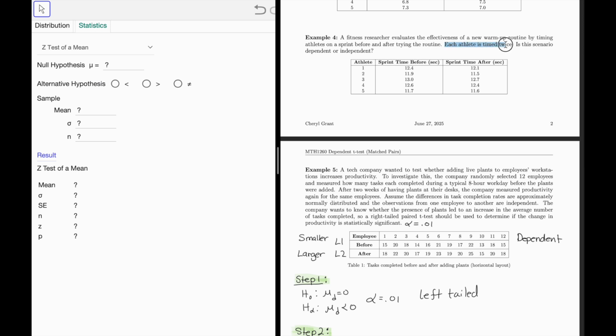So this key sentence right here tells us that this athlete, number 1, gives us 2 times. They do it before and after. So these 2 values are coming from the same person. So these 2 have a direct relationship. So these are paired up, which means these are dependent samples.